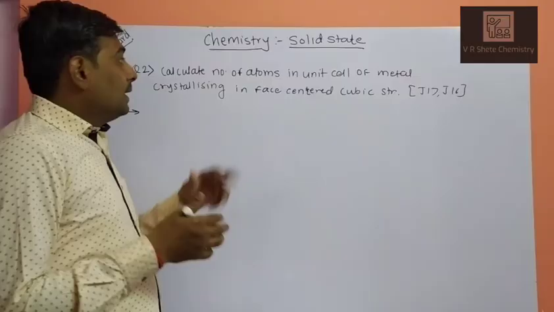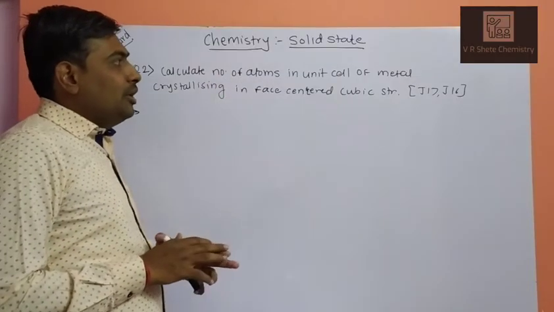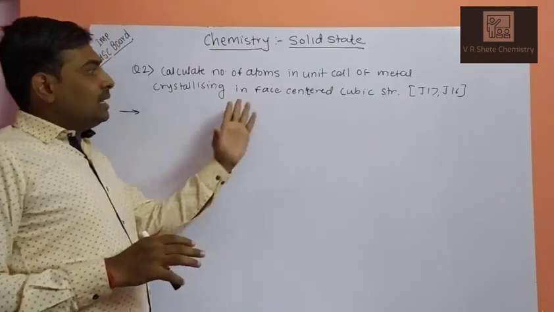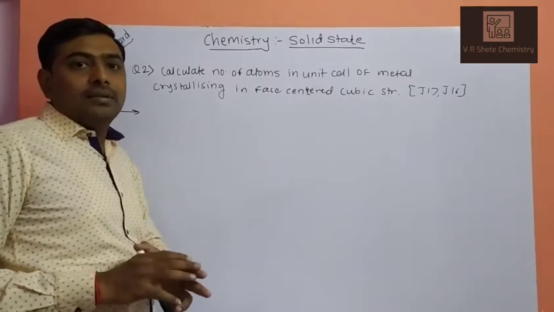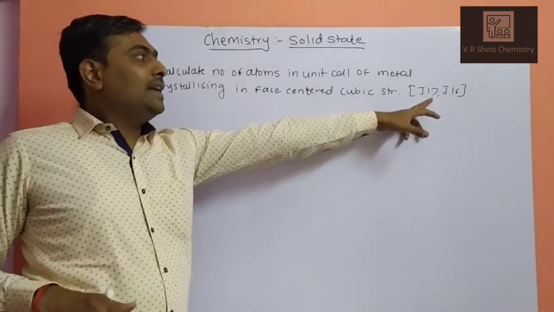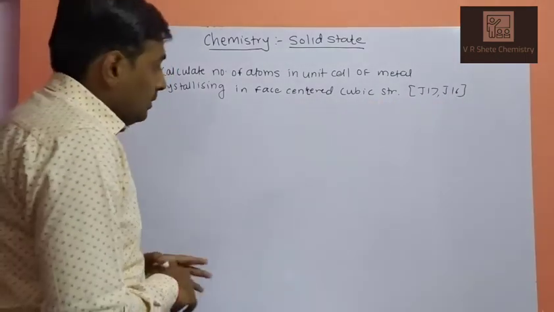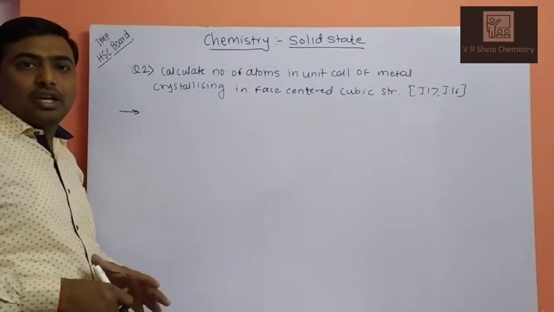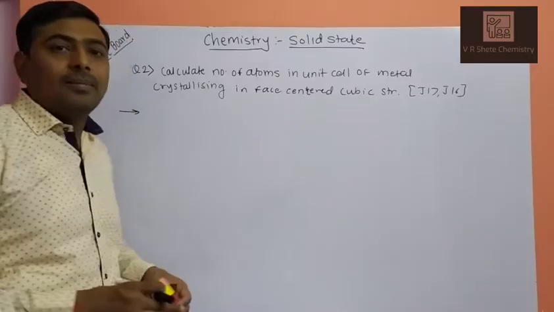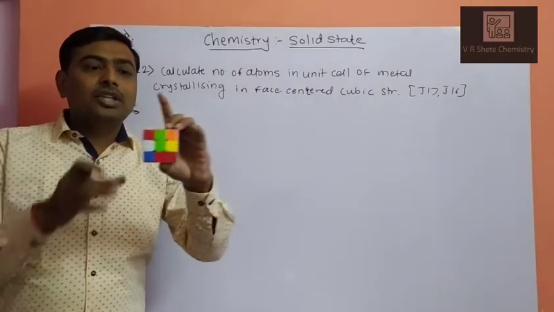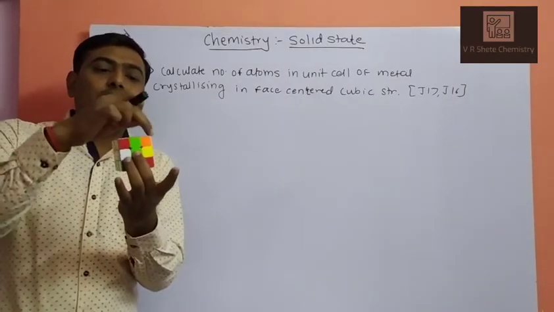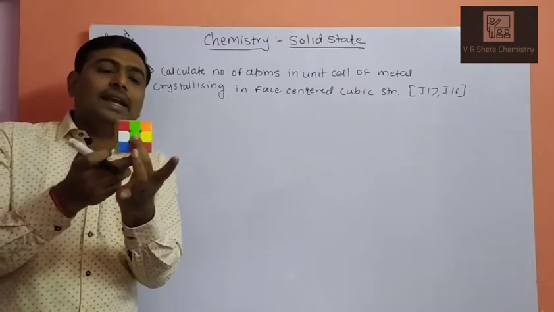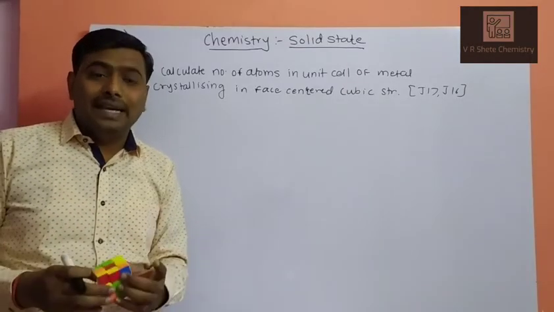Next question. Calculate the number of atoms in a unit cell of a metal crystallizing in face centered cubic structure. The question was asked in 17 and 16 July. So you have to calculate the number of atoms per unit cell of face centered cubic structure. If this is a cubic form, the cube has 8 corners, 1 2 3 4 5 6 7 8.